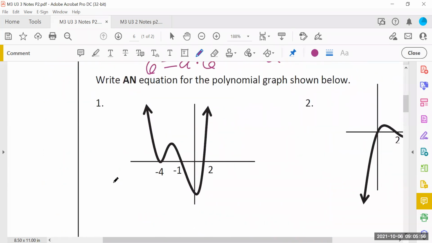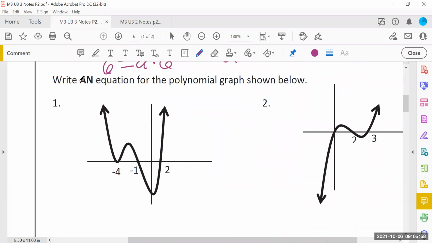So here we go. Number 1, write an, notice big, bold, an equation for these graphs. So let's try it. Y is equal to, turn to your neighbor, talk about it real fast. What factors would you expect to come from these x-intercepts? You can even start with, what are the x-intercepts?